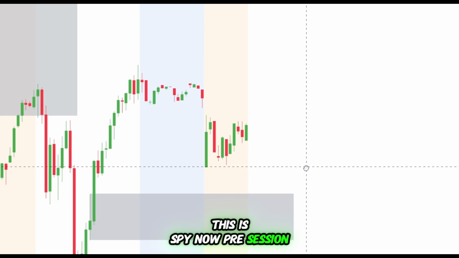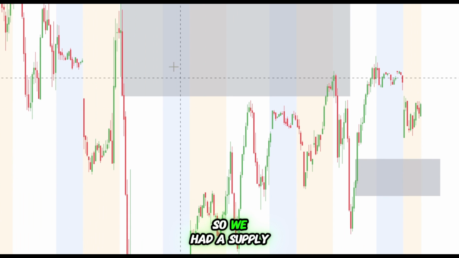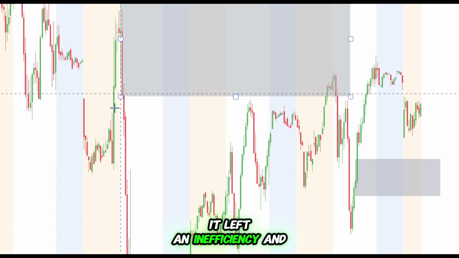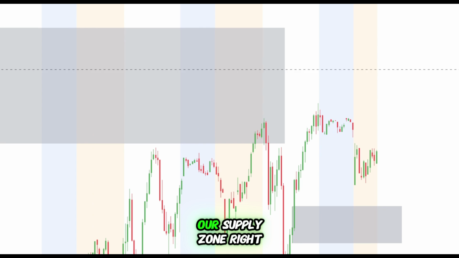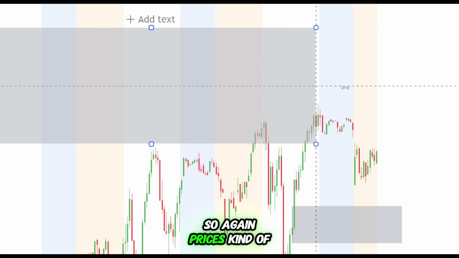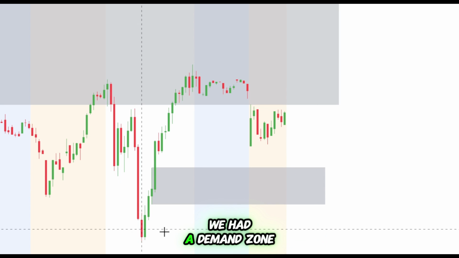Now, pre-session, what I like to do is have my supply and demand zones marked out. So we had a supply zone from here. Again, it left an inefficiency and broke some structure over here. So this is our supply zone, right? Price was bouncing into this supply zone and this supply zone ultimately held. We had a demand zone down here.